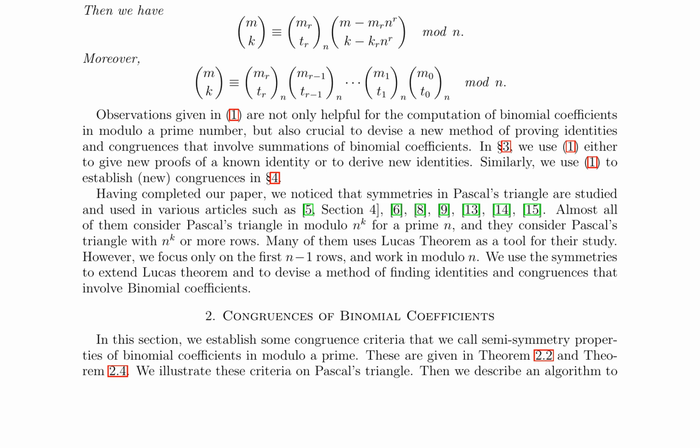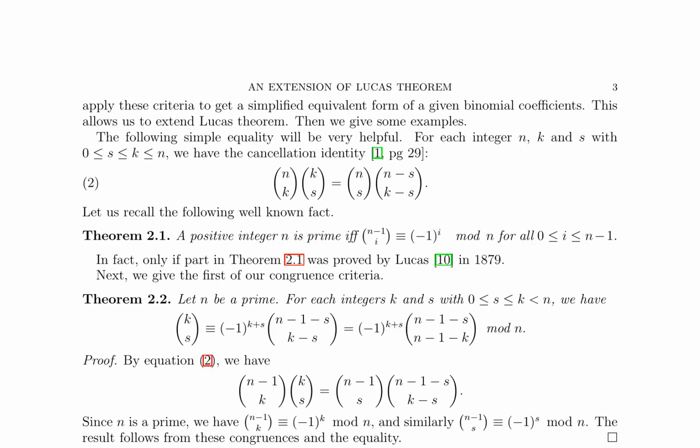This work focuses on the first n+1 rows of Pascal's triangle, working modulo n, and uses the symmetry property to extend Lucas's theorem. The authors also use this approach to devise new methods for proving identities and congruences involving binomial coefficients. In number theory, Lucas' theorem is a well-established result that deals with binomial coefficients and their properties.